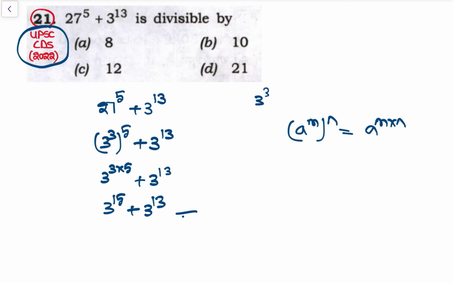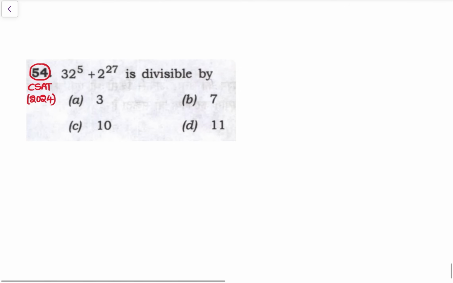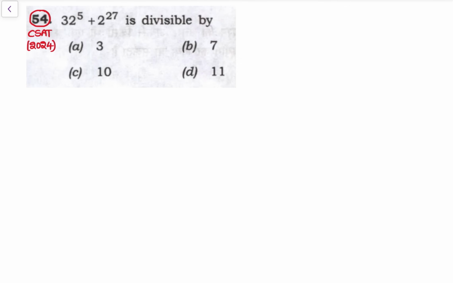So this is what, 3 to the power 15 plus 3 to the power 13. So इसमें 3 to the power 13 common ले लो, so there you will be left with 3 to the power 2 here plus 3 to the power 0 here. So 3 to the power 13 into (3 to the power 2 is 9, plus 1), so it will be 3 to the power 13 into 10. So it will be divisible by 10. Now let's see next. This is a question asked in CSAT paper 2023.